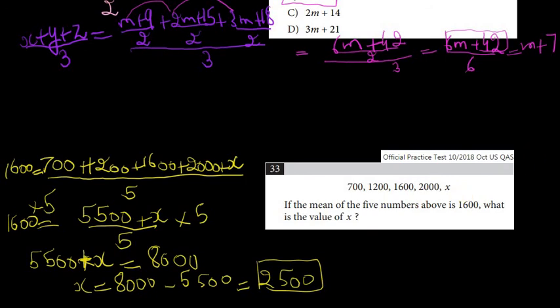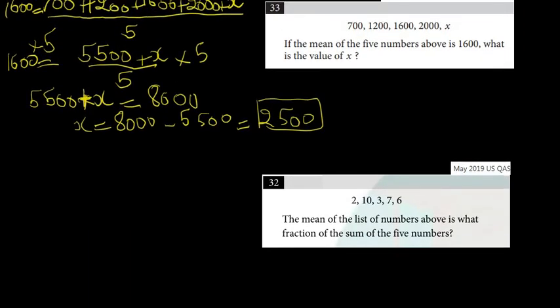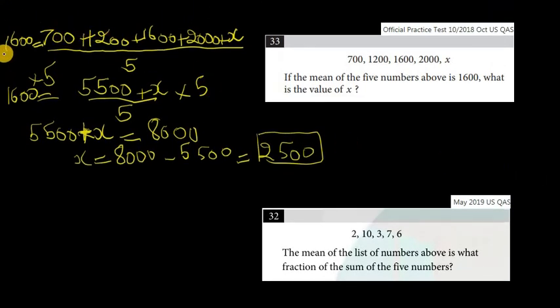And now for the final question. This is actually quite simple. This is based on common sense, and you should be able to figure it out. This is from May 2009 SAT. The mean of the list of the numbers above is what fraction of the sum of the 5 numbers? So this is really just a common sense question. We all know that the mean is equal to the sum of the numbers divided by the number of numbers that you have. So just to show you, I can actually find the sum of these numbers.